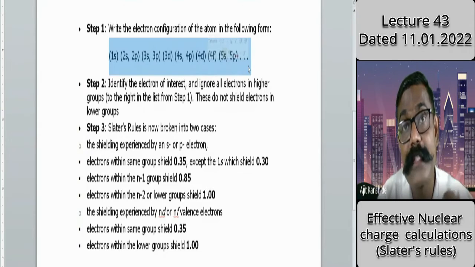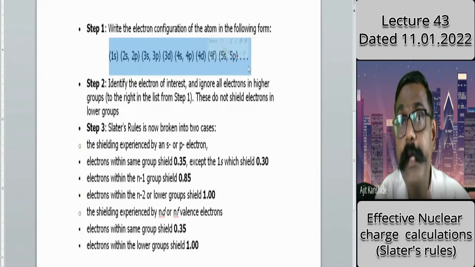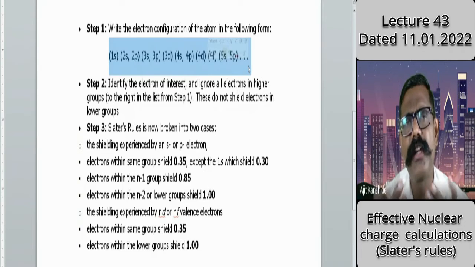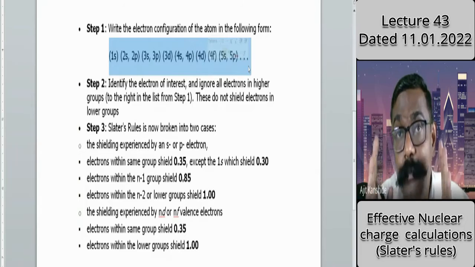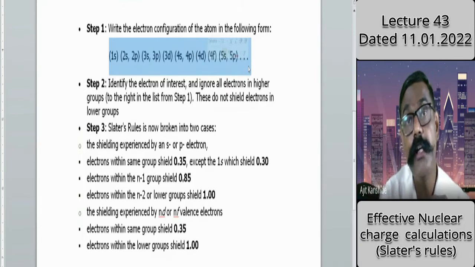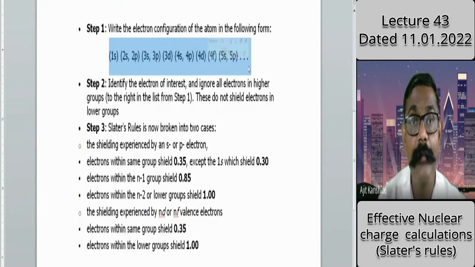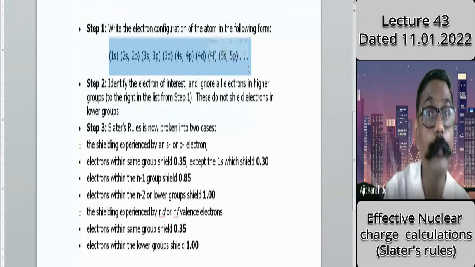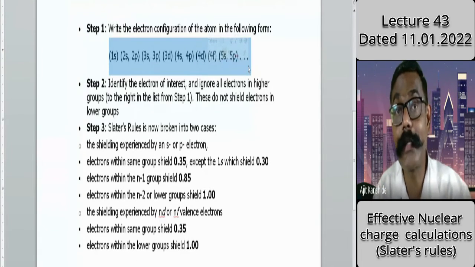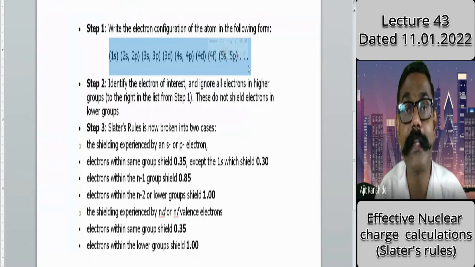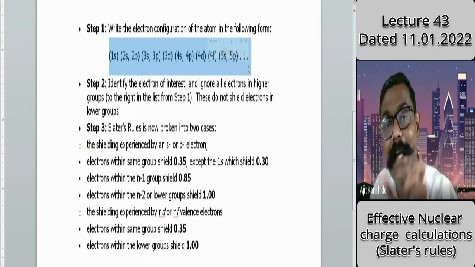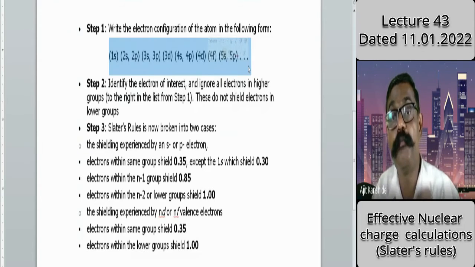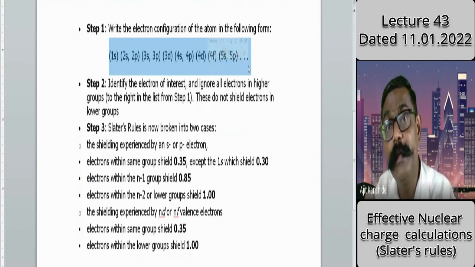1s itself is one group. 2s and 2p is one group. Means here first shell, second shell. But after that, 3s and 3p is one group. Actually 3d belongs to the same shell, but it is not in the group of 3s and 3p. 3d is a separate group. Then 4s and 4p. Then 4d, 4f, 5s and 5p.